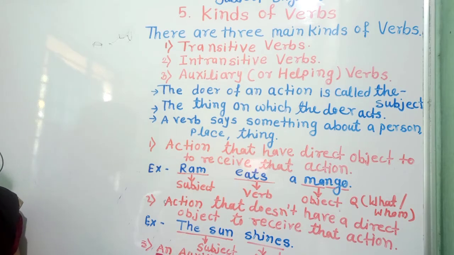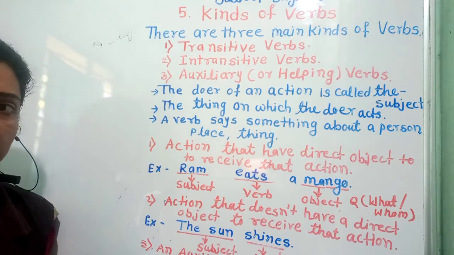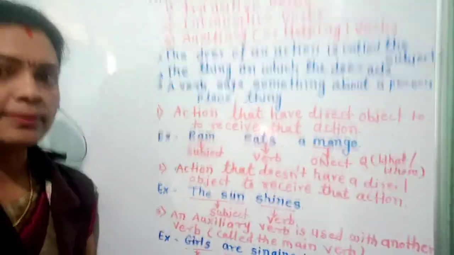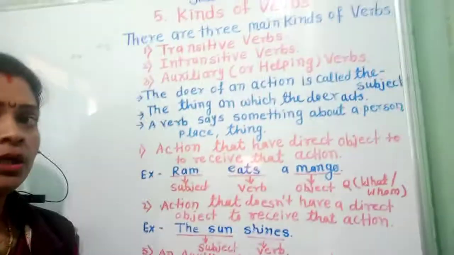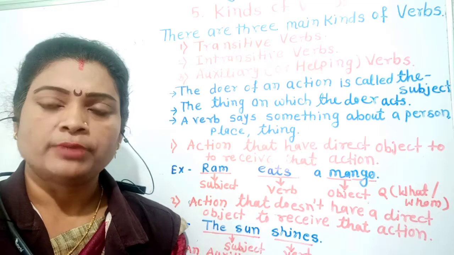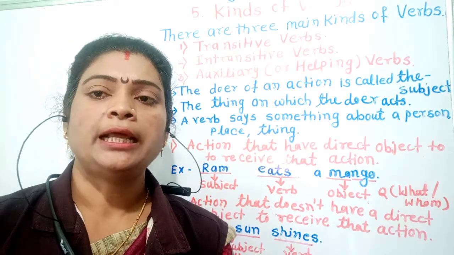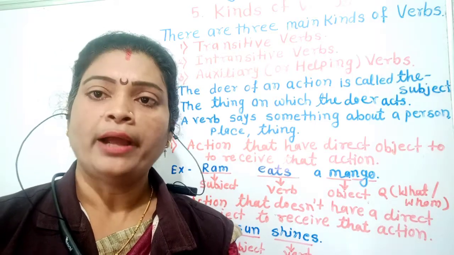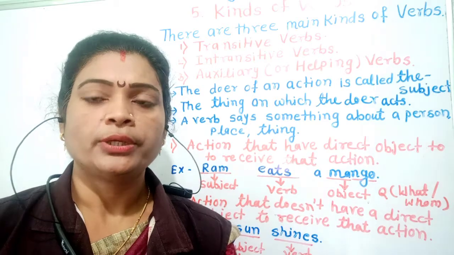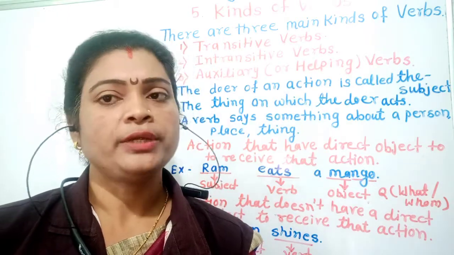Now let's discuss the third kind, the auxiliary verbs. An auxiliary verb is used with another verb called the main verb. Students, there are many auxiliary verbs. For example: is, am, are, was, were, shall, will. We also use helping verbs do, does, did, have, has, had, would, could, may, might, shall, should. These are all called auxiliary verbs or helping verbs. By using these auxiliary verbs we can make sentences.